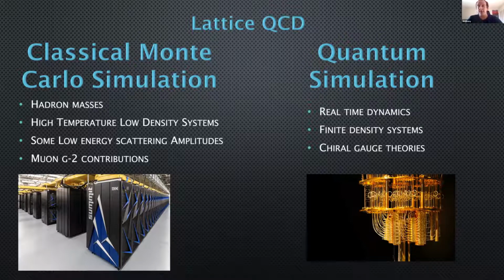So for example, simulating real-time dynamics. One situation that would be of a great deal of interest would be simulating the short time collision of two protons, because this is a process that is described by QCD, but is not something that we can really do from first principles. And then other things that may be of interest on quantum computers would be simulating finite density systems and chiral gauge theories, both of which encounter sign problems in classical simulations.